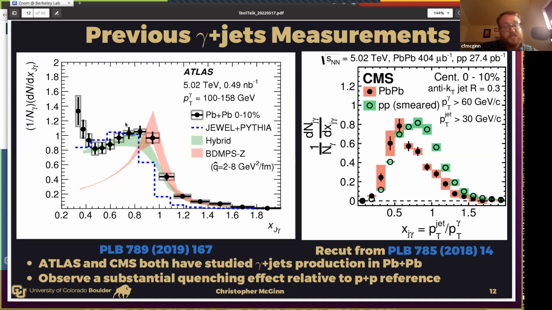And actually, when we get to the Z boson component of this talk, one of the nice things about the Z is you don't have to worry about that. There's no fragmentation Z contamination in our measurements, really.